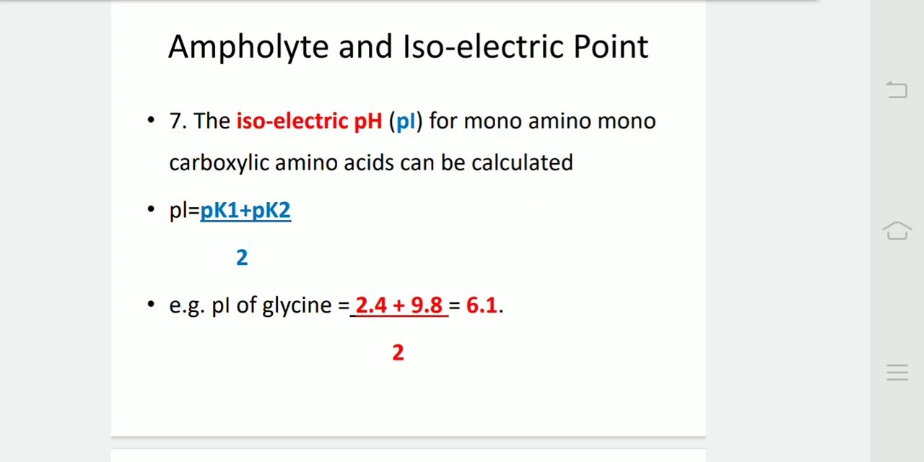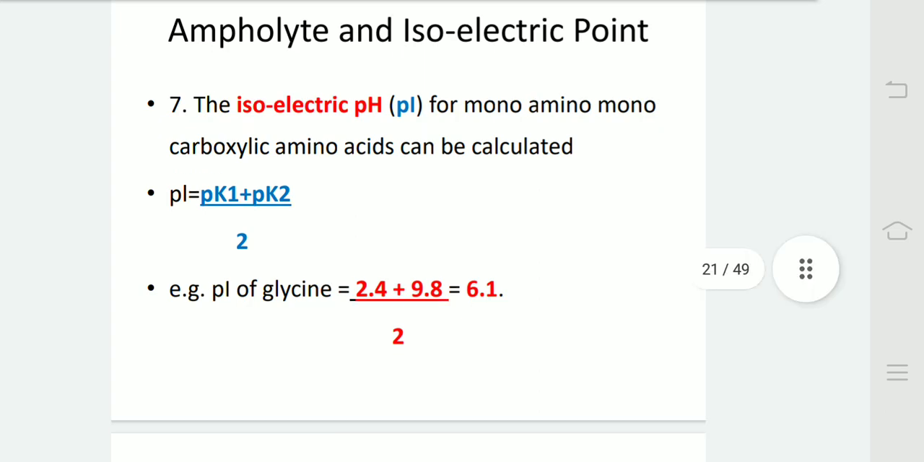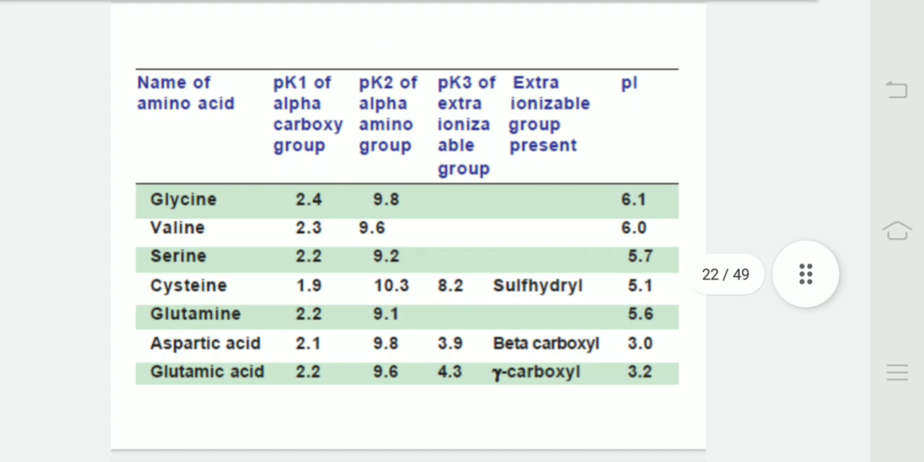The isoelectric pH, that is PI, for monoamino monocarboxylic amino acids can be calculated. PI is equal to pK1 plus pK2 divided by 2. For example, PI of glycine is equal to 2.4 plus 9.8 divided by 2, which gives 6.1. In this table, we can see a list of amino acids with their pK1, pK2, pK3, and PI given.